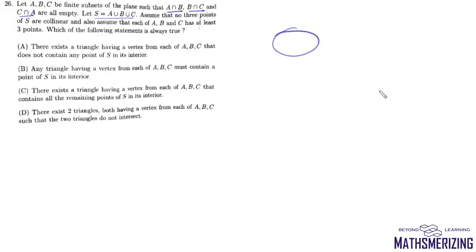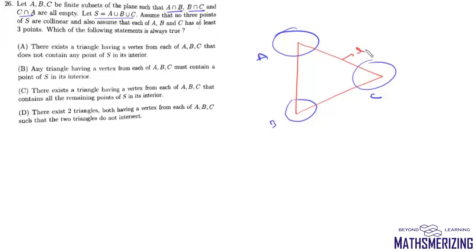Now we have 3 finite subsets, A, B and C, and each of these subsets will have at least 3 points. Now for option A, what we'll do is consider a triangle with points in A, B and C, and we'll consider a triangle of least area. In any case, it will always be possible to construct a triangle having the least possible area.